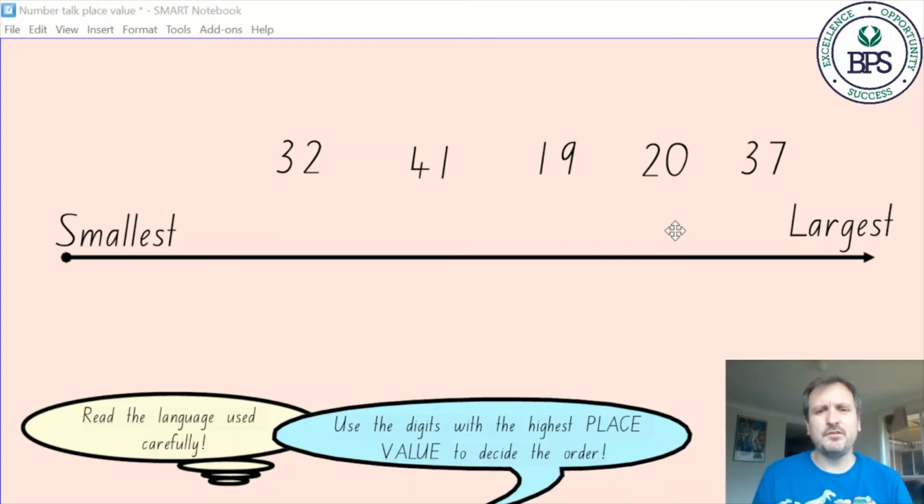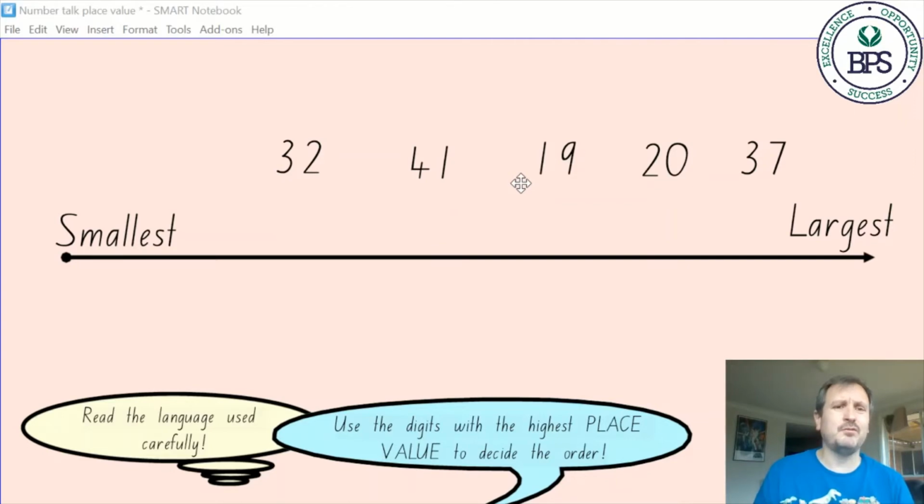So don't be distracted by the large digit in 19. Yes, 9 is the largest digit there, but it's actually only worth 9 ones. So it's worth a lot less than the 1 that's next to it. This is worth 1 ten. This is only worth 9 ones. So although it's the largest digit, it's not really significant in helping us to order these numbers. We want to be looking at the most significant digit first, and that will be the tens column because that's worth the most in these numbers.